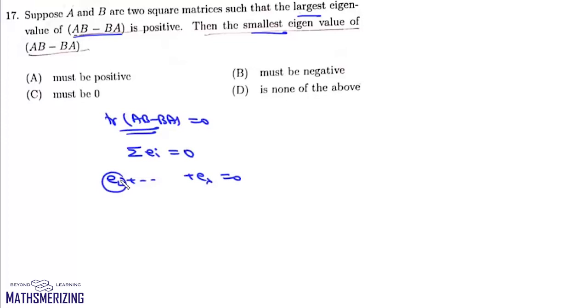Now we are given that this largest eigenvalue is positive. Now the sum of all the eigenvalues will be 0 only when the least value is negative, otherwise it cannot be equal to 0. So the smallest eigenvalue of AB minus BA must be negative, and that's your option B.